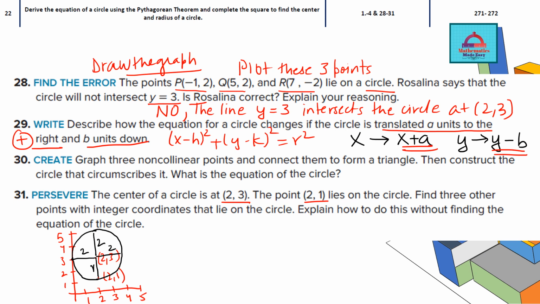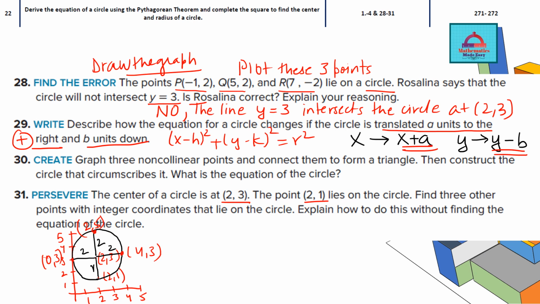You need to find 3 other points with integer coordinates that lie on the circle, and explain how to do this without finding the equation of the circle. So no need for the equation of the circle. If you see, integer points that lie on it are so many. One is this point, another is this point, another is this point. What are these points? This is (2, 5), and (2, 1) is already given. This point is lying on the y-axis, so x is 0, so (0, 3) is another point. You want to find this point also. This is 2, this is 2, so this is (4, 3).